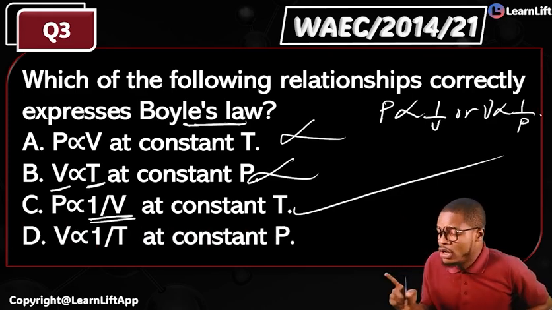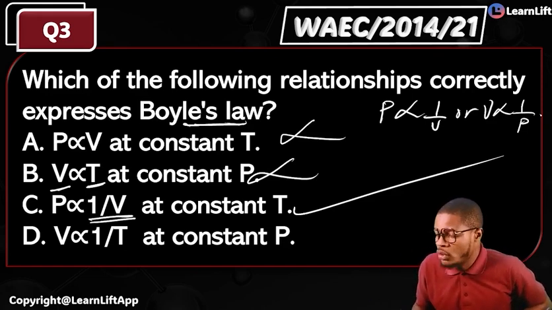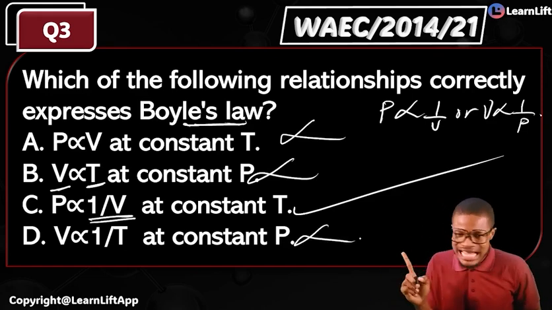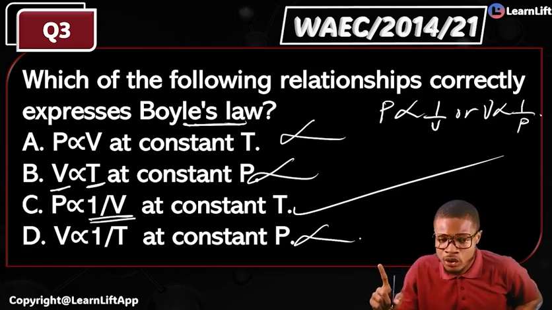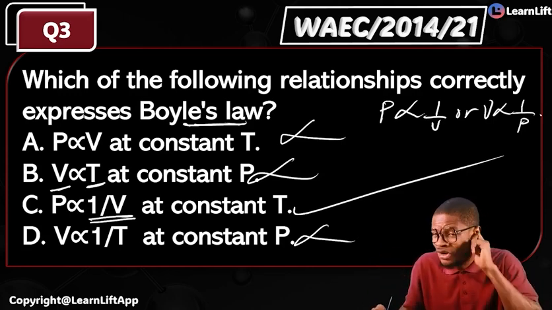And look at option D. Option D says volume is inversely proportional to temperature. That is not true. What is kept constant there is temperature, right? And then pressure is inversely proportional to volume, not directly.